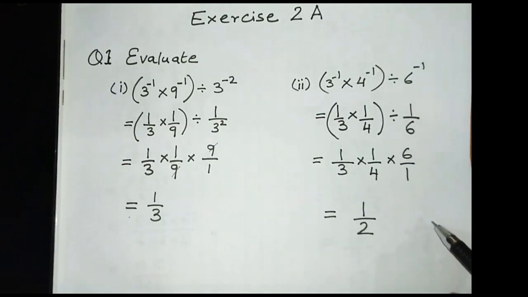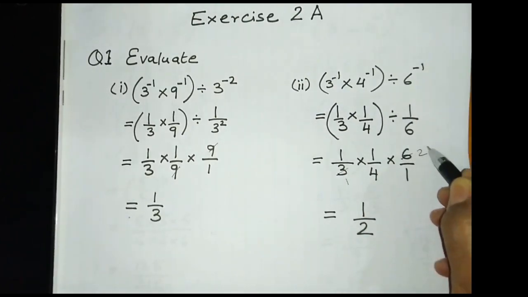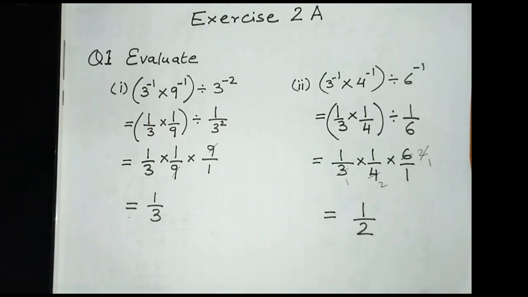Then we can do cancellations. 3 ones are 3, 2s are 2, ones are 1. We get the answer 1 by 2.